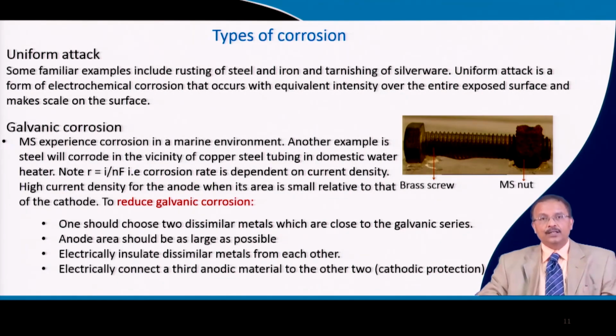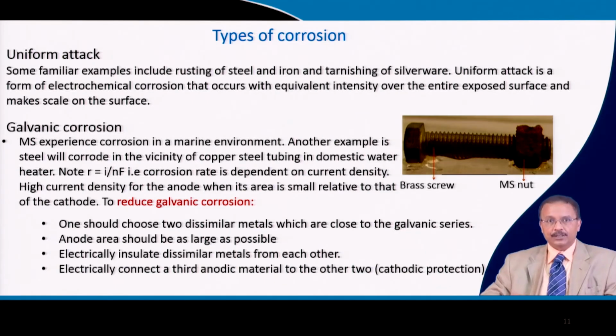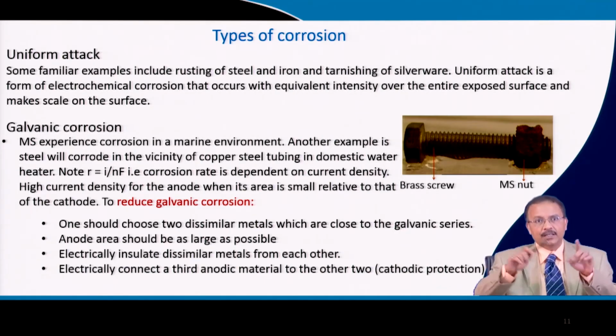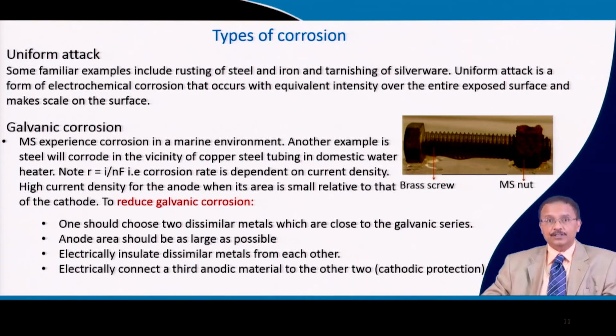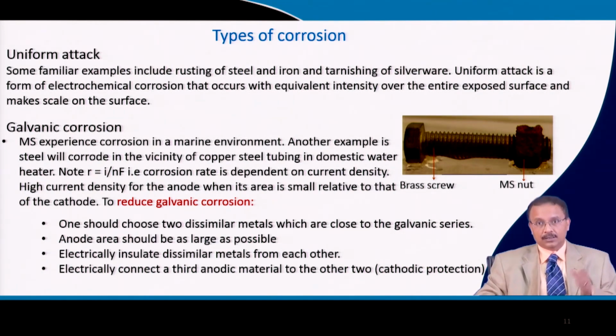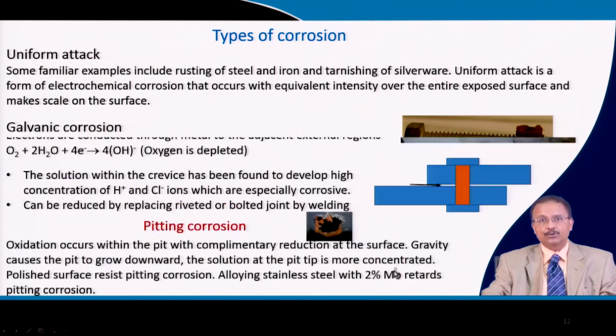Electrically, you can insulate the dissimilar metals from each other, or electrically connect a third anodic material to the other one, and we will discuss that; that is called cathodic protection.